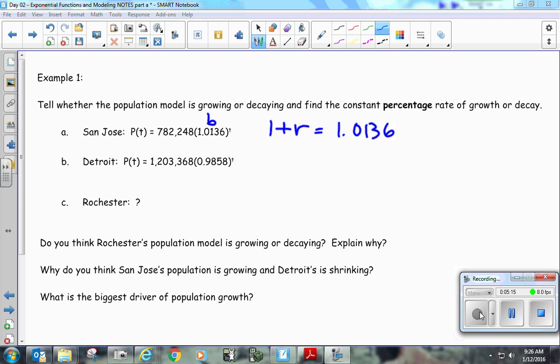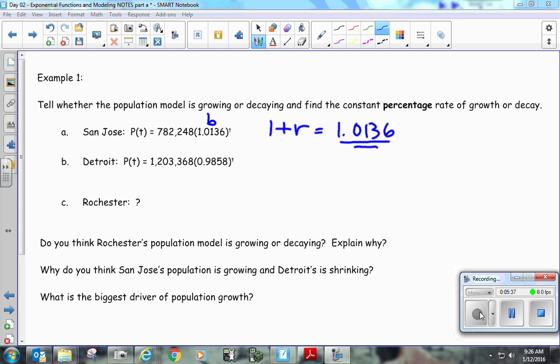So what do you think I had to add? Well, let me put it this way first. The reason I know it's growing is, did I have to add something to 1 or subtract something from 1 to get this value? I had to add. It's bigger than 1. I can't subtract anything from 1 and make it greater than 1. That's nearly impossible, unless you subtract a negative, which is like adding.